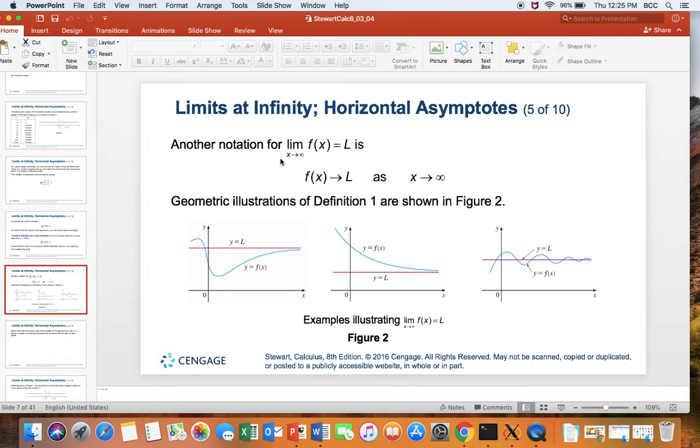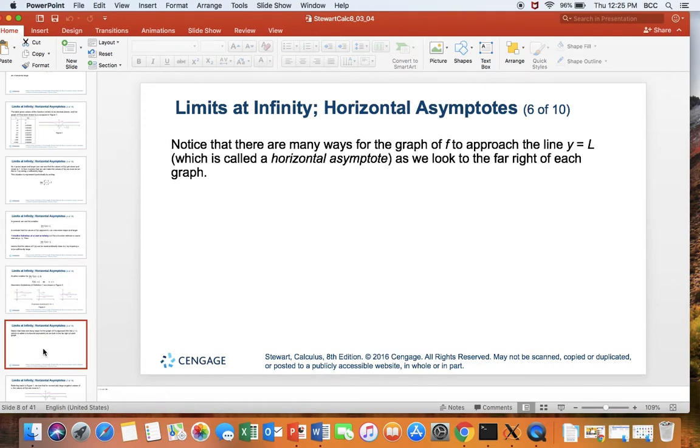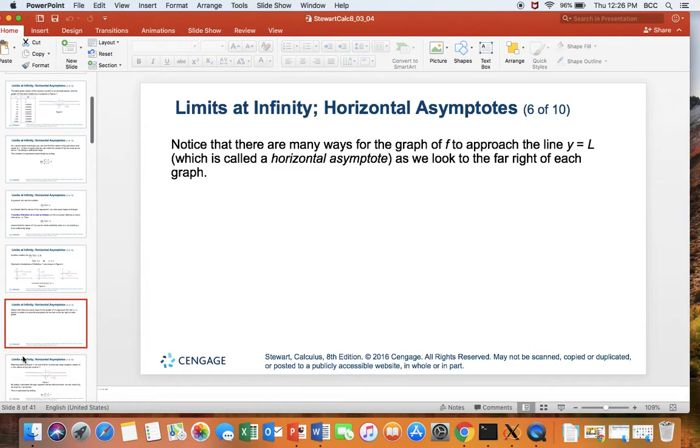So another notation for limit as x approaching infinity of f(x) equals L is f(x) approaches L as x approaches infinity. So this expression can be written in this fashion also. Okay. Continuing. Notice that there are many ways for the graph of f to approach the line y equals L. y equals L is now your horizontal asymptote, as we look to the far right of each graph.